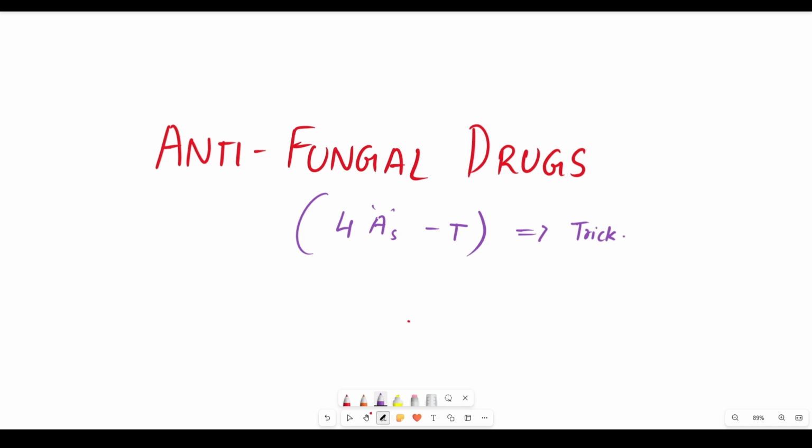Let me ask you something. Have you ever tried to memorize antifungal drugs classification a night before an exam and felt like everything just looks similar and confusing? Polyenes, azoles, allylamines, topical agents, and then inside again azoles, imidazoles, triazoles. It just keeps going. It feels like too many names, too many groups, and nothing really stays in your head.